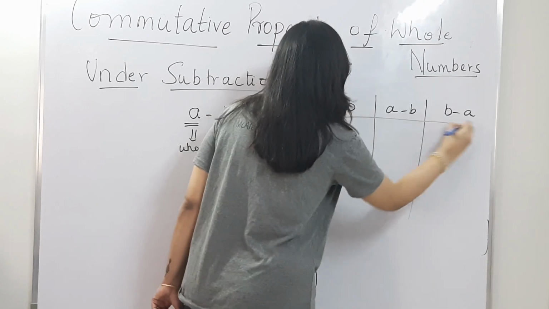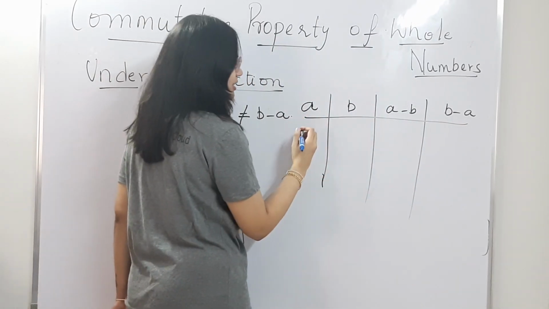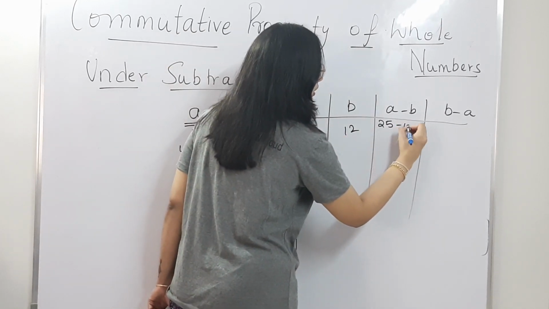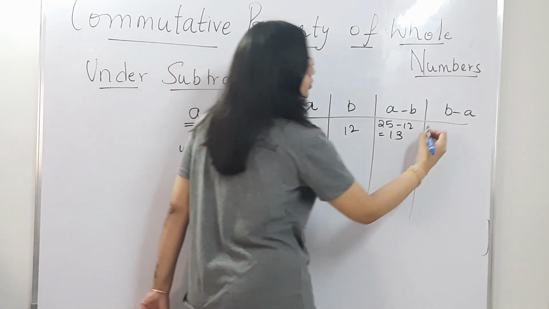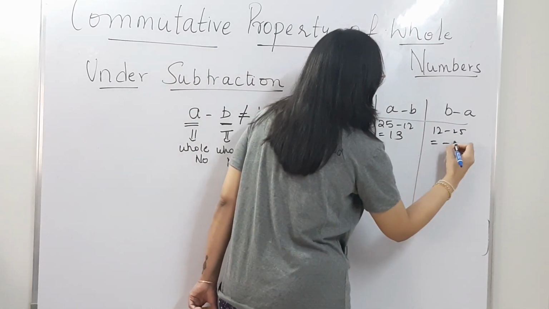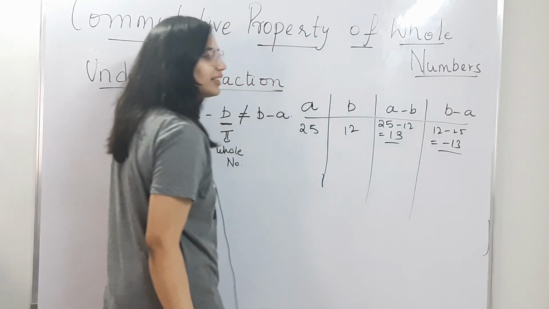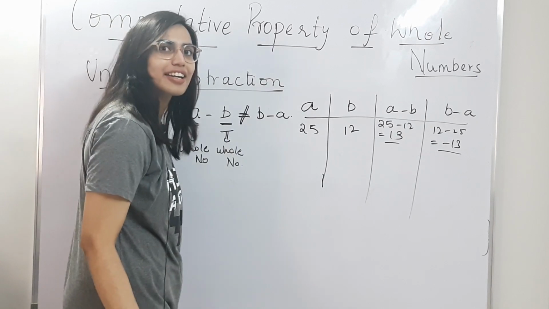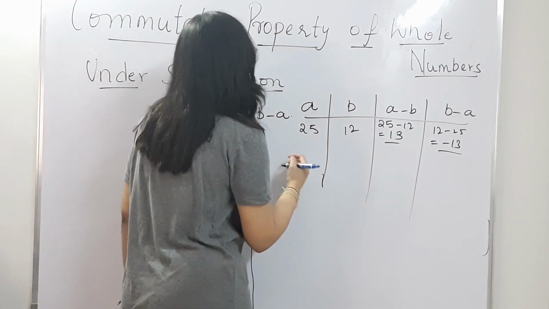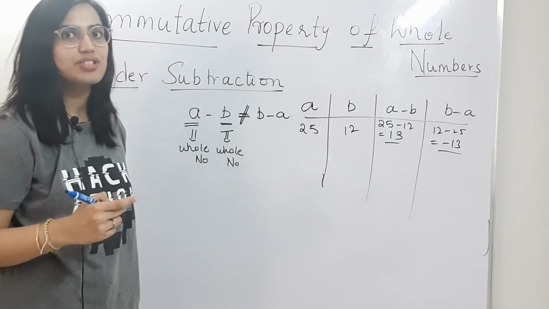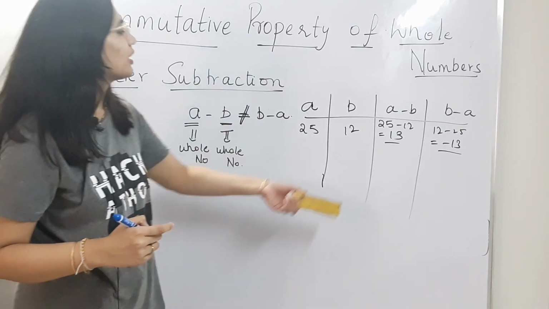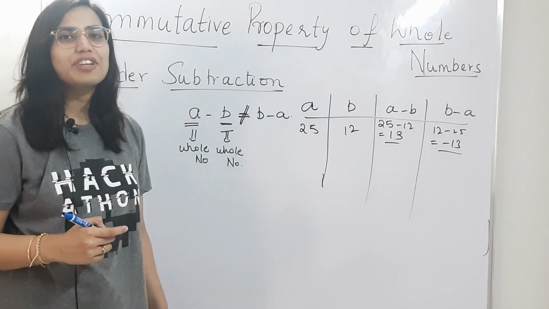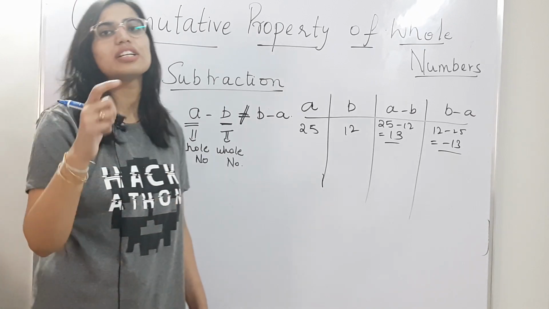Suppose for example I'll take columns A, B, A minus B, B minus A. Now, what is A? Take some random example: A is 25, B is 12. What is 25 minus 12? You get 13. But what is 12 minus 25? You get minus 13. Is 13 equal to minus 13? No. That's why commutative property is not satisfied for whole numbers. It is not satisfied for integers either, because the values 13 and minus 13 are not the same. We are not getting the same result. So for integers also, it's not satisfied.